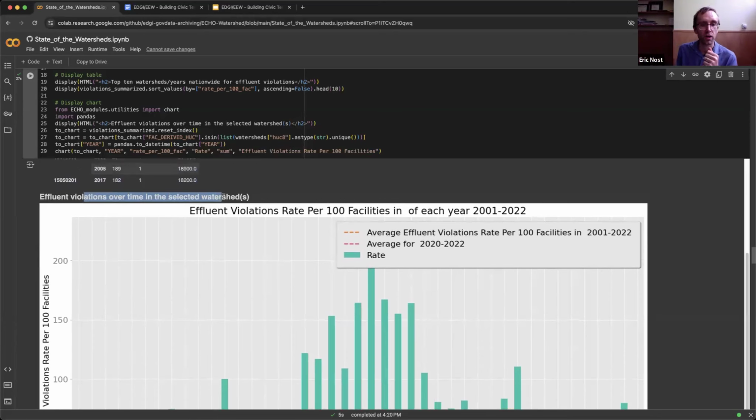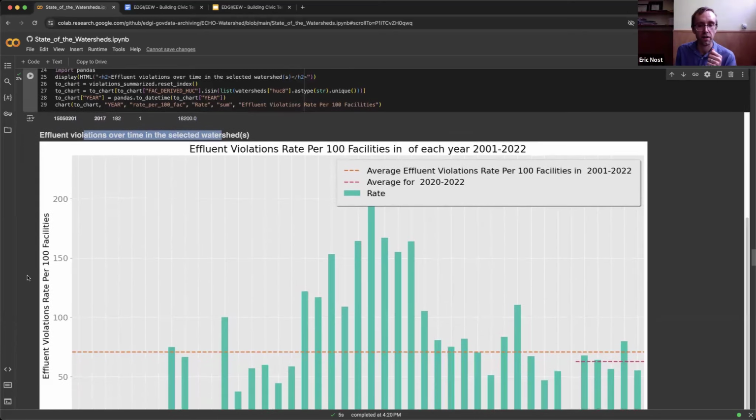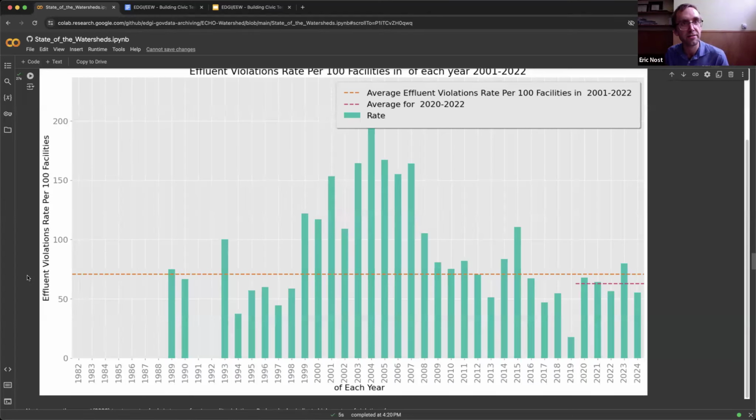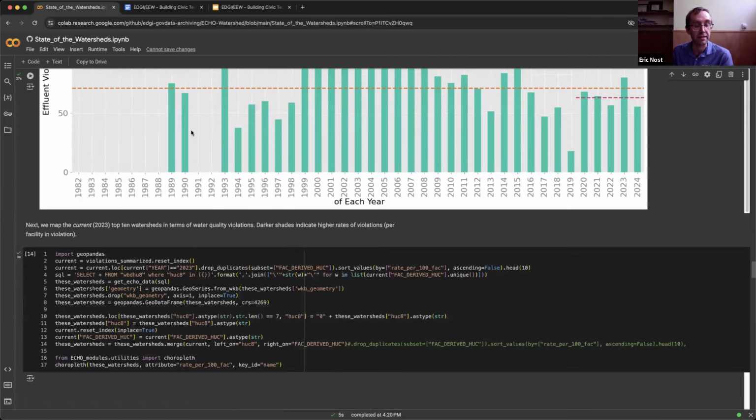But for the selected watershed that we're looking at, we can look at this over time to get that sort of bad actor feel, where we have in 2005, 250 or so violations per 100 facilities in violation. Basically, that means that every facility that is in violation accumulates 2.5, right? So they're routinely doing bad things. And that sort of dropped off over time. Whether that's a real thing or changes in reporting, we'd have to investigate further.